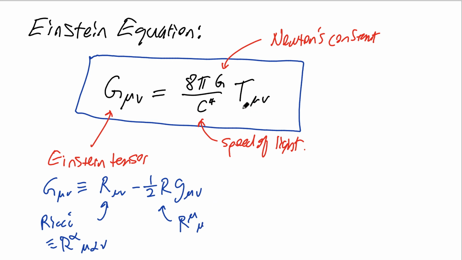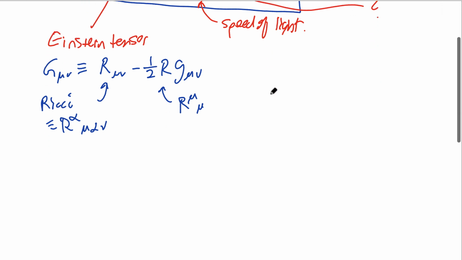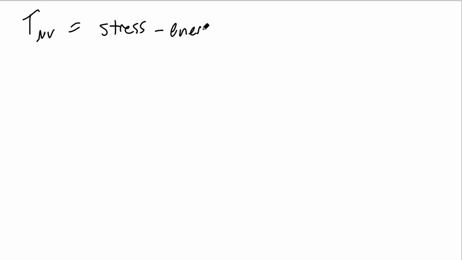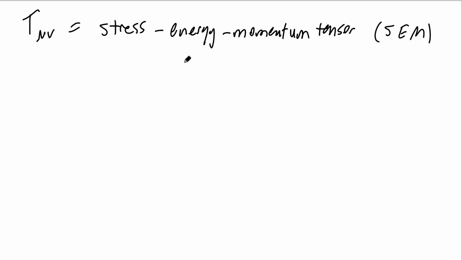Now what about this tensor on the right-hand side? This is something new. This is called the stress energy momentum tensor. So T mu nu is the stress energy momentum tensor. Sometimes I'll abbreviate that as SEM. And because this is a lot to say, people sometimes just call it the stress energy tensor or the energy momentum tensor, or even just simply the stress tensor.